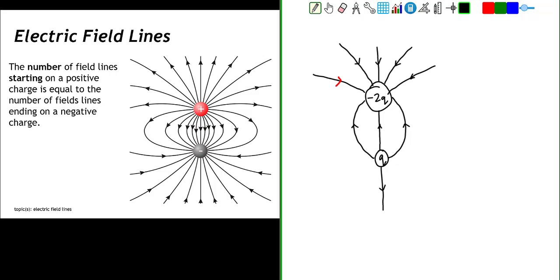because once again, the negative 2Q charge has twice the number of electric field lines. And the extra 4 electric field lines will remain unconnected. They won't wrap around to the positive Q. Unlike the dipole on the left, all of those electric field lines will wrap around to connect because there is an equal amount of charge. So equal number of positive as negative charges. And that's not true for the charge configuration on the right.